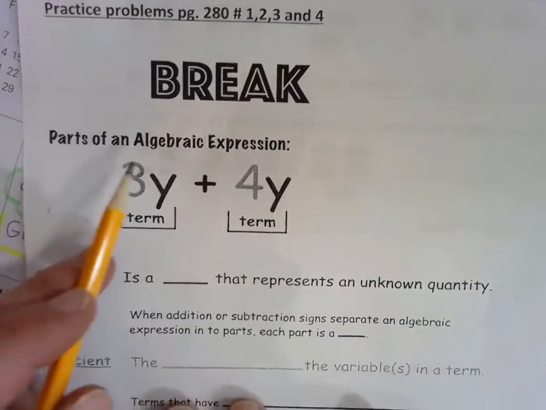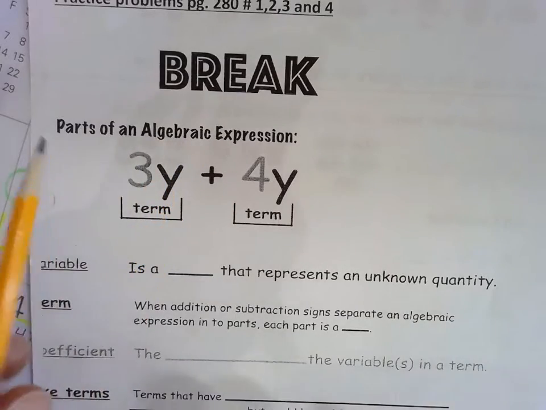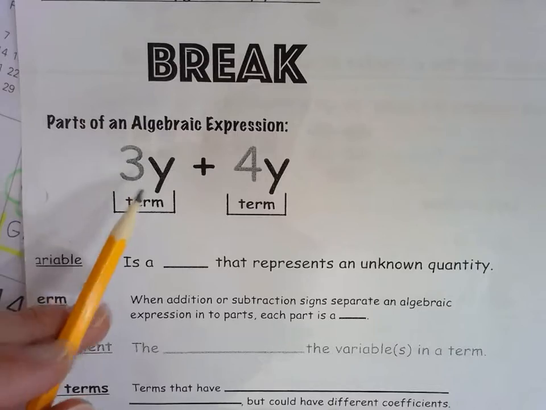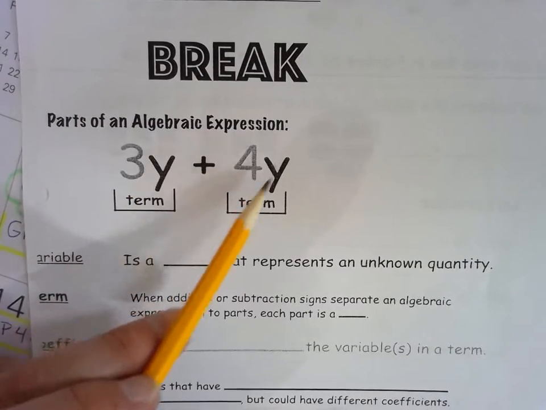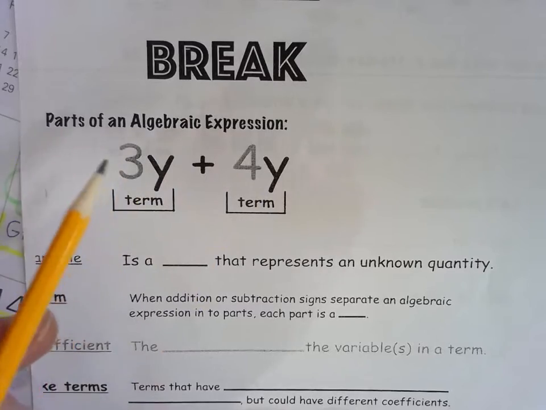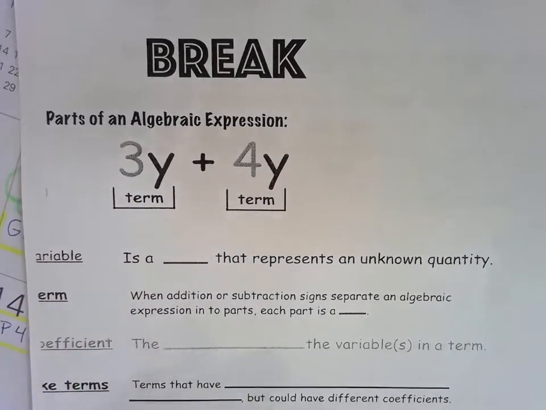So what we're talking about today are parts of an algebraic expression. Okay? And if you have 3y plus 4y, we're going to call these terms. This is a term and this is a term. And we're trying to combine like terms.